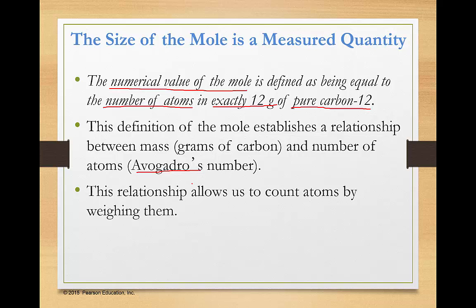What you need to know is that it allows us to count atoms by weighing them. So if I want to go in the lab and I know I need X number of carbon atoms, or I need X number of sodium atoms, anything, then I can do it by mass. I can do a quick calculation and say, okay, to get that number of atoms, I need this many grams of that substance, and I can weigh that substance out.